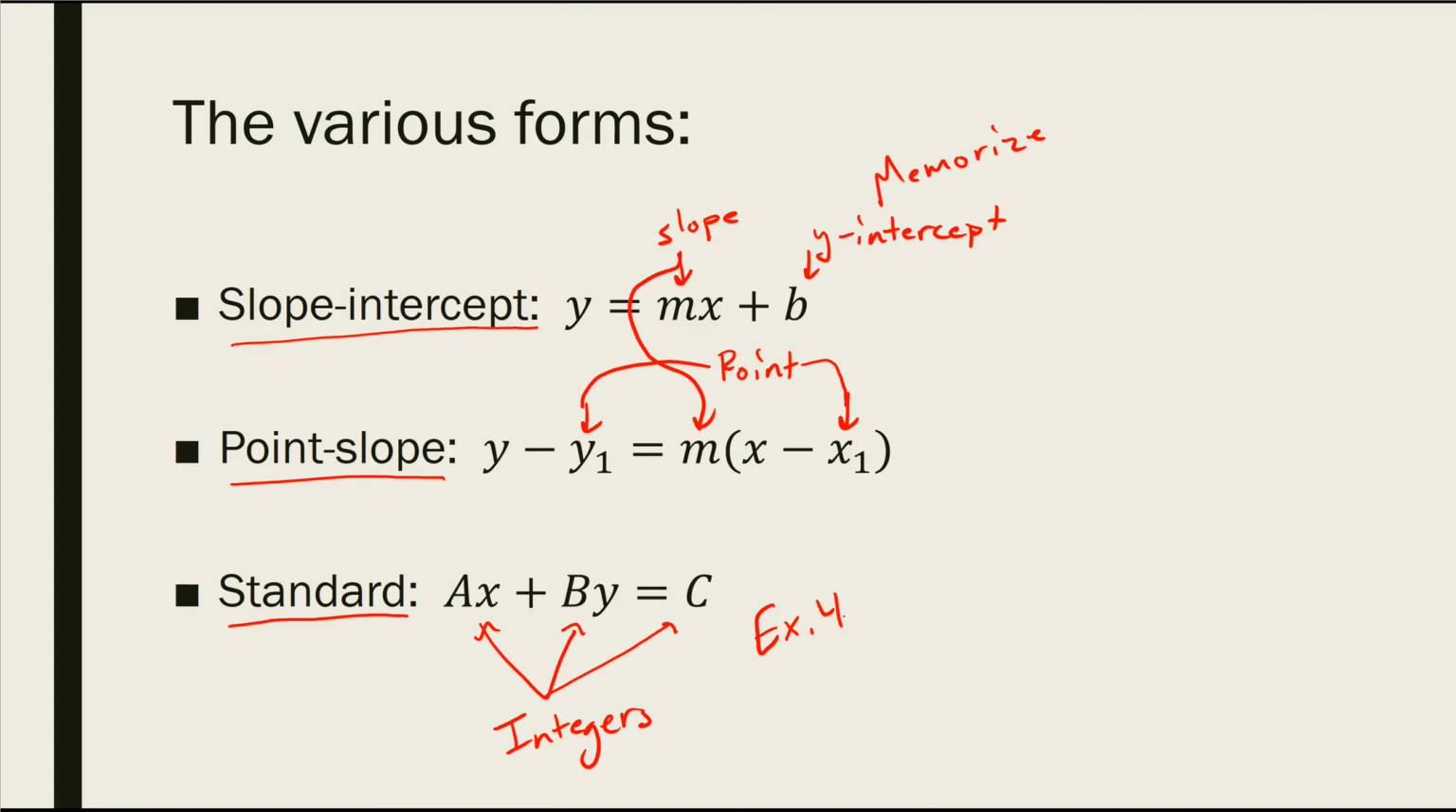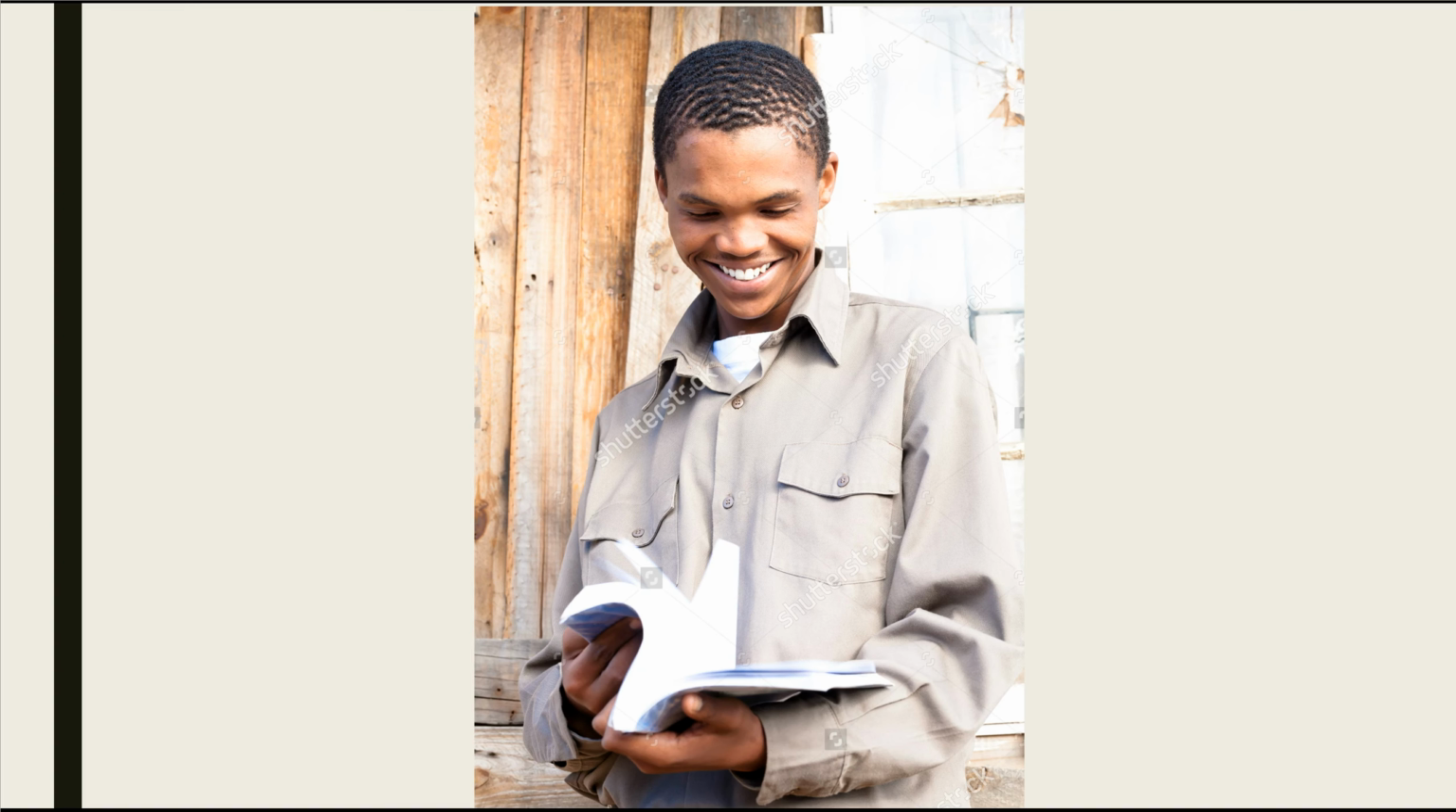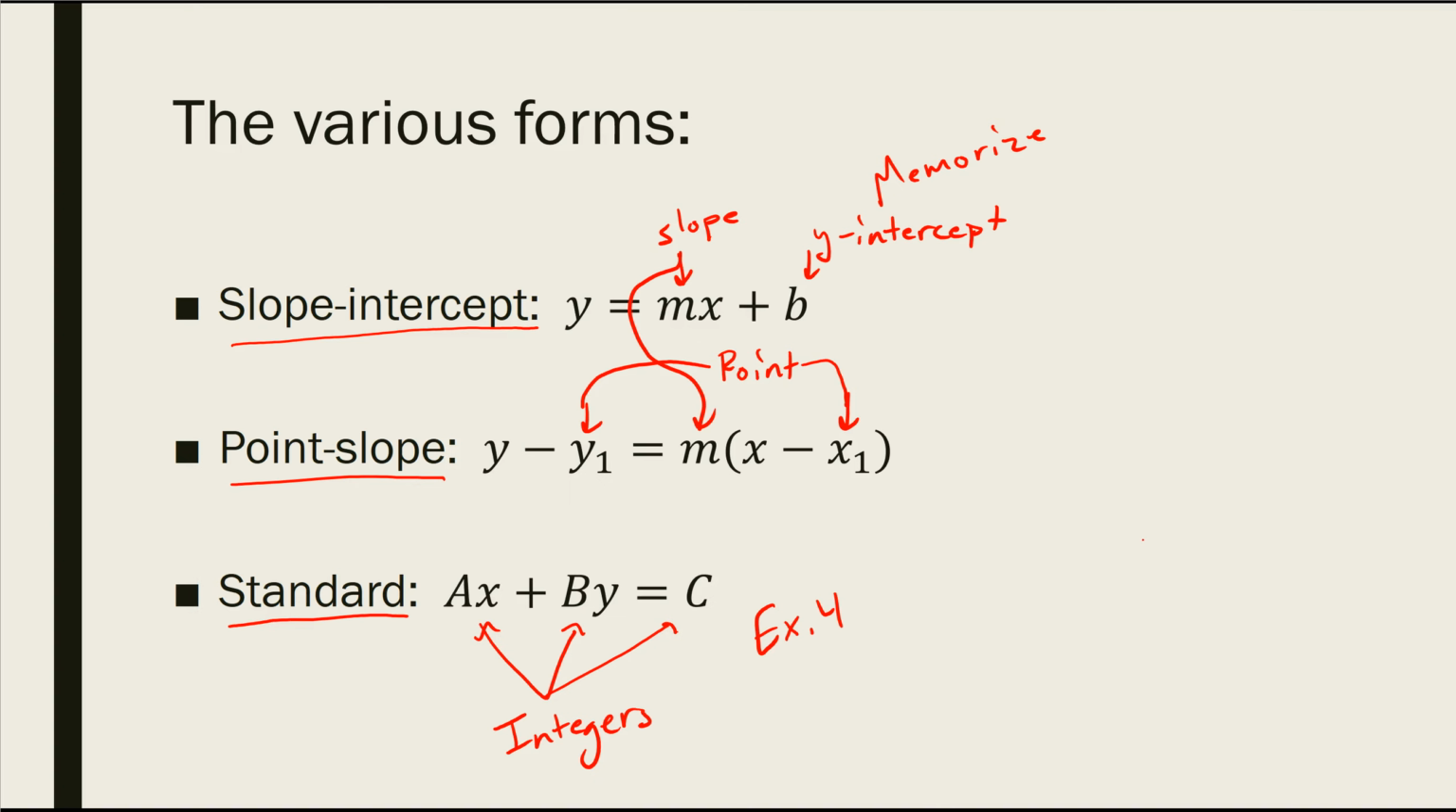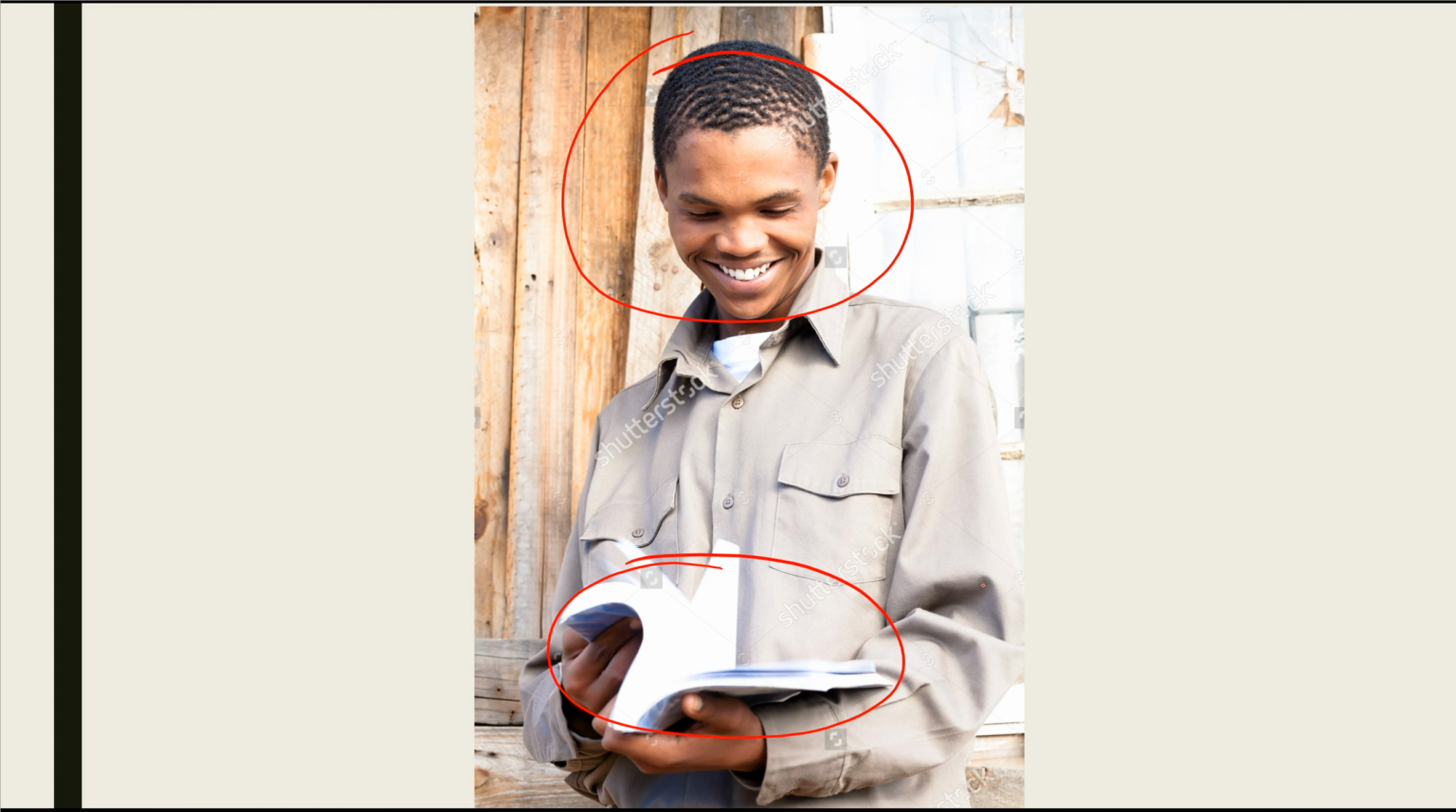So again, it's very good to memorize these forms so that you don't have to look back in your book. Here's a picture of a very successful looking African-American man looking back in his book because he didn't memorize his formulas. He would be even more successful if he memorized them. So don't be this guy. Memorize your formulas so that you don't have to look back in your book for them.